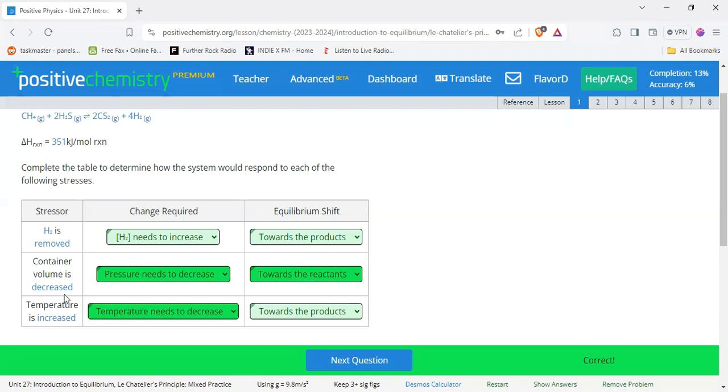The temperature is increased. Well, that's empowering the left side because that's where the heat sits. So everything will flow toward the right side. You're giving the left side what it wants if the heat is here. Or you could say the temperature needs to decrease to account for the increase you gave it. And like I said, everything will flow toward the products.